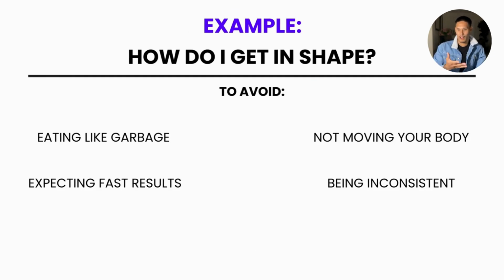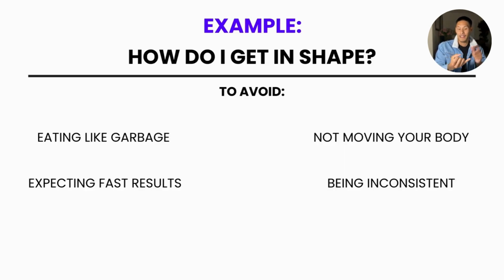So instead, what we're going to do is we're going to focus on what to avoid. So how do I get in shape? We just have to shift it and say, how do I avoid getting in worse shape? I mean, look at the list. To avoid getting in worse shape, you just avoid eating like garbage, avoid expecting fast results, avoid not moving your body, and avoid being inconsistent. And if you do those 4 things, the result will be you get in shape. And that, ladies and gentlemen, is what we call inversion thinking by Charlie Munger.